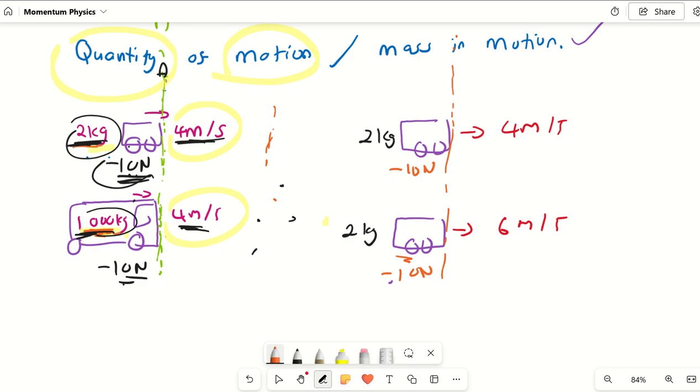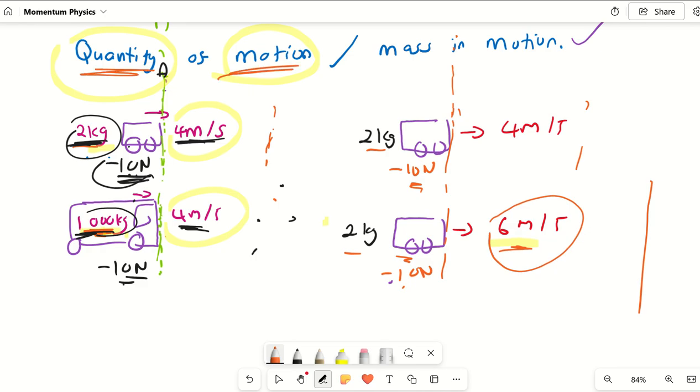Yes. The one with the high velocity, the second one, is going to stop further. Why? Because yes, they've got the same weight or the same mass, but this one is moving faster. If you apply the braking force of minus 10 newtons, this one is probably going to stop here, and this one there. Why? Because it is moving at a higher velocity. It's got more quantity in its motion. It's got more mass in its motion.